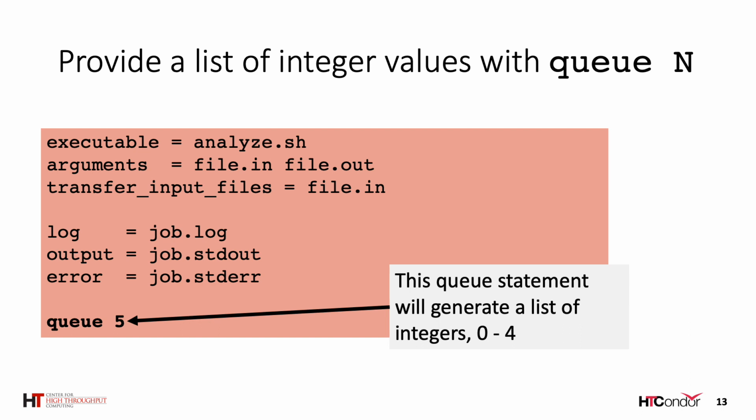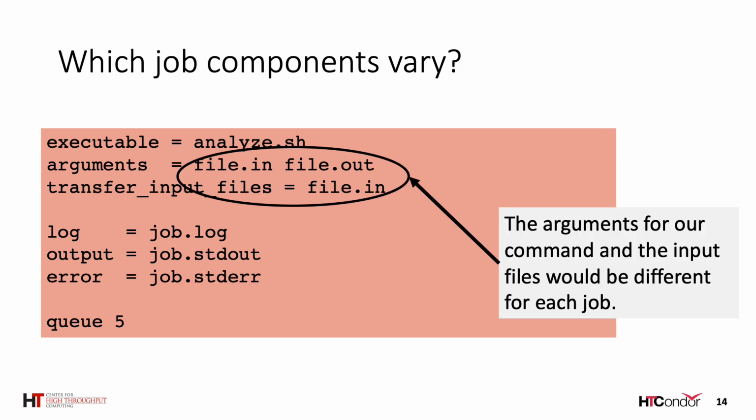Now we need to change the top half of the submit file to be more like a template that can be filled in with the different input values. And to do that, we first need to identify which components of the submit file, which components of the job are going to vary and be different for the different inputs. And that'll be our arguments to our command and the input file that we transfer with the job.